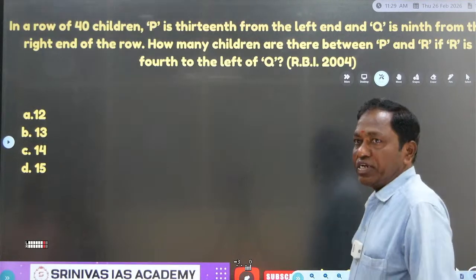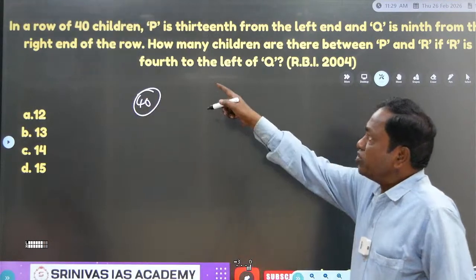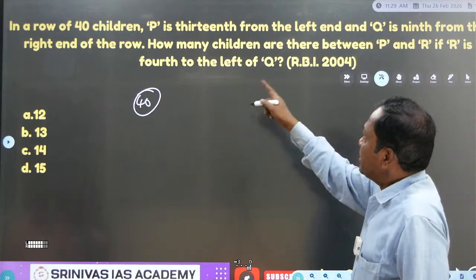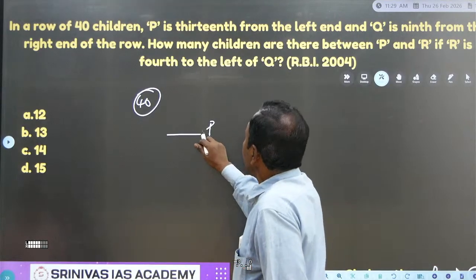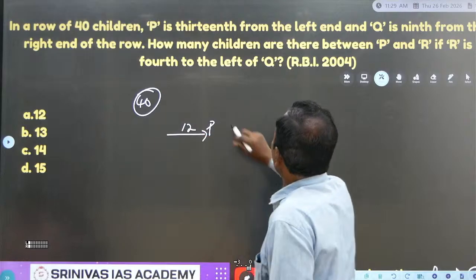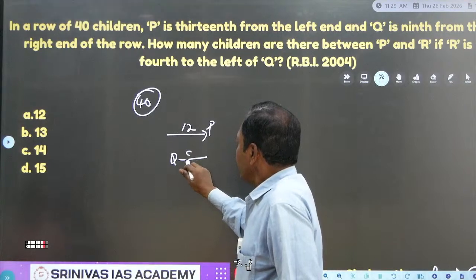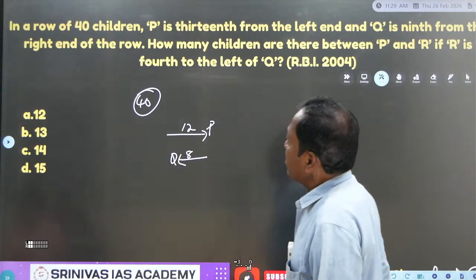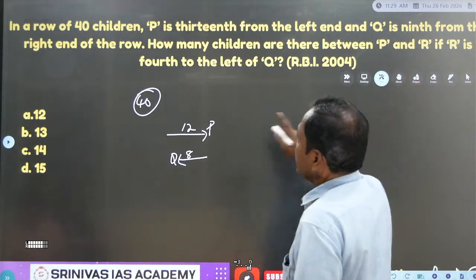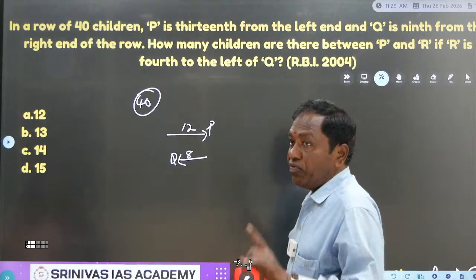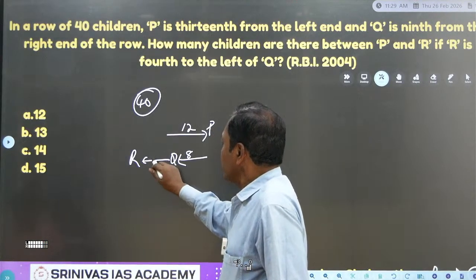Next, in a row of 40 children, okay, you have to write 40. Then you need not read that group of words. P is 13th from the left hand. And Q is 9th from the right hand of the row. How many children are there between P and R, if R is 4th to the left of Q? This is R, left of Q. 4th means there are 3.